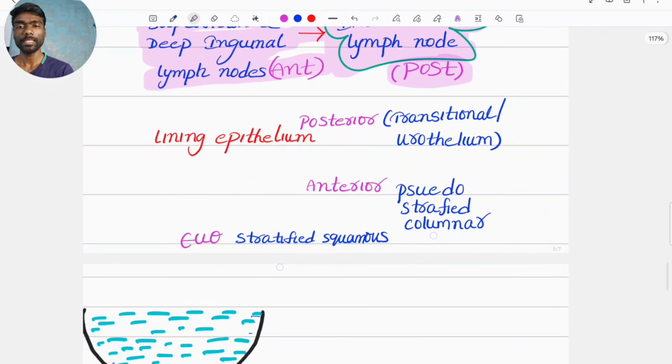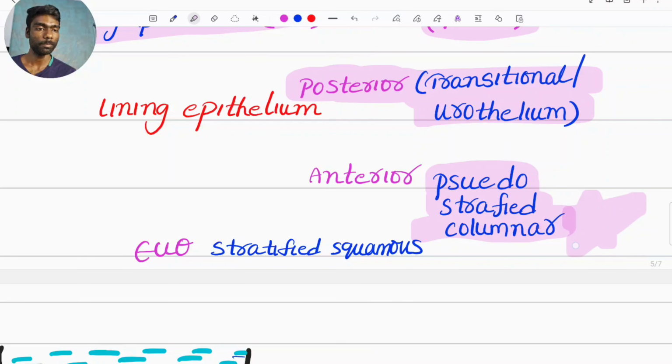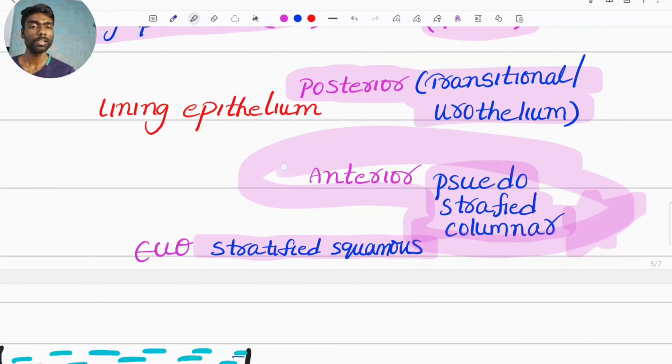What is the lining epithelium of the urethra? For the posterior urethra near the bladder, same like the bladder, it is transitional epithelium, known as urothelium. For the anterior distal part, it is pseudostratified columnar epithelium. Mainly the epithelium is pseudostratified columnar epithelium. At the end, external urethral orifice, same like skin, stratified squamous epithelium. Near the bladder, same like the bladder; near the skin, same like skin. In between, pseudostratified columnar epithelium.